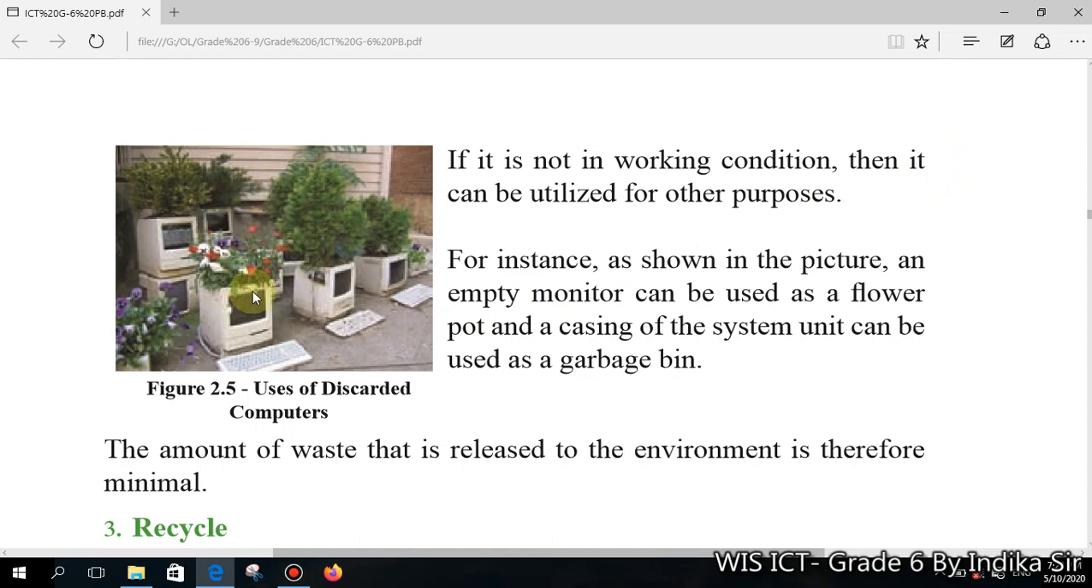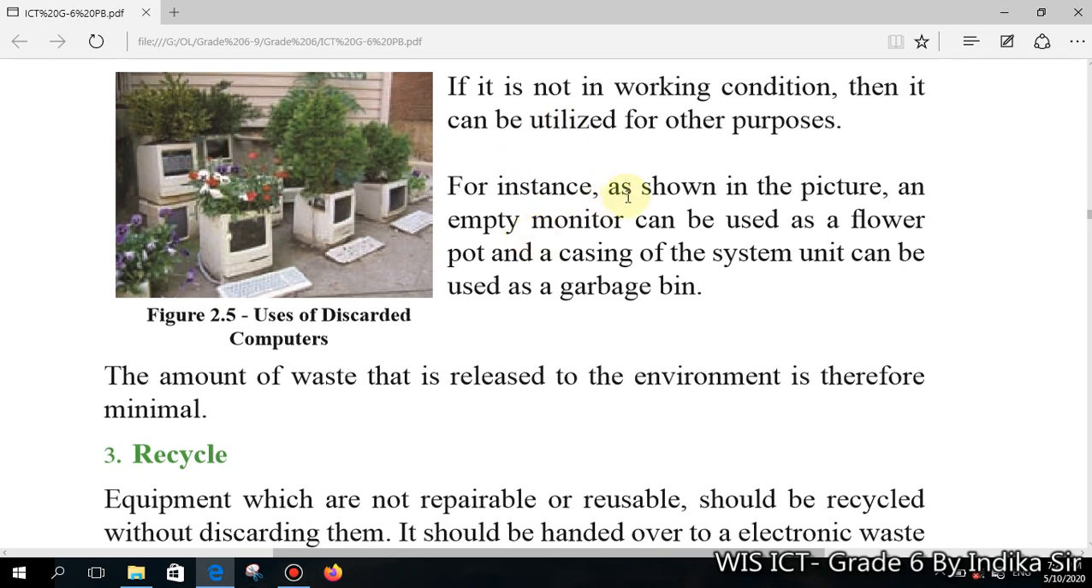You can see this picture, children. All computers are used for different purposes. If a computer is not in working condition, it can be utilized for another purpose. For instance, as shown in the picture, an empty monitor can be used as a flower pot, and the casing for the system unit can be used as a garbage bin.